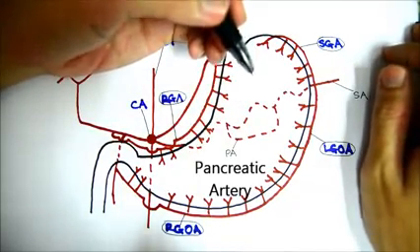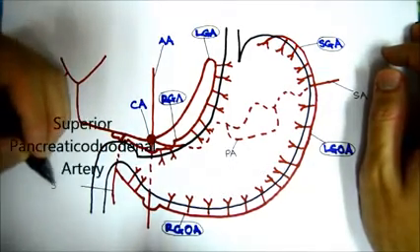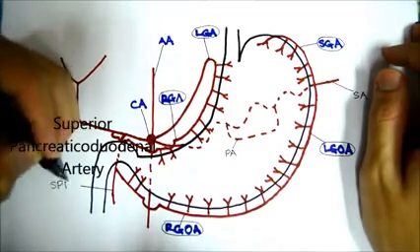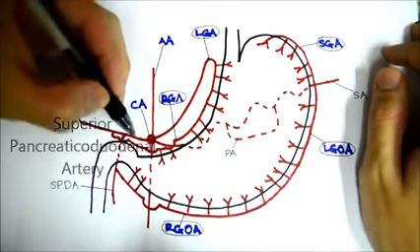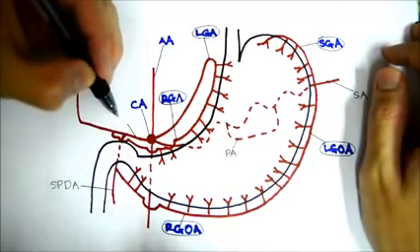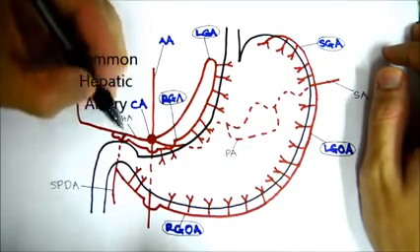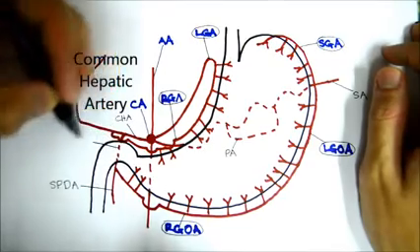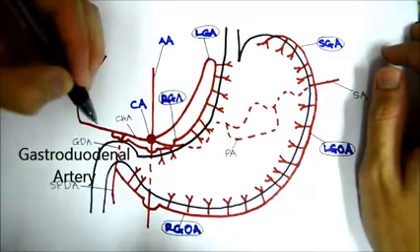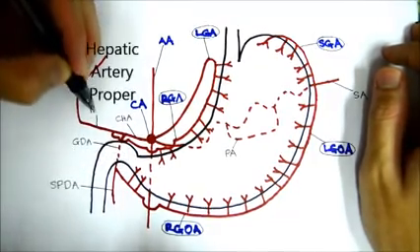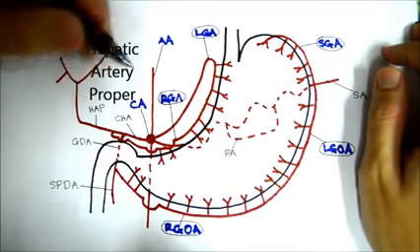Next is we have this one, the superior pancreatico-duodenal artery. Next is this one. We have the common hepatic artery, which is the artery before it divides into this one, gastroduodenal artery, and this one, the hepatic artery proper, or in some books they use the term proper hepatic artery.